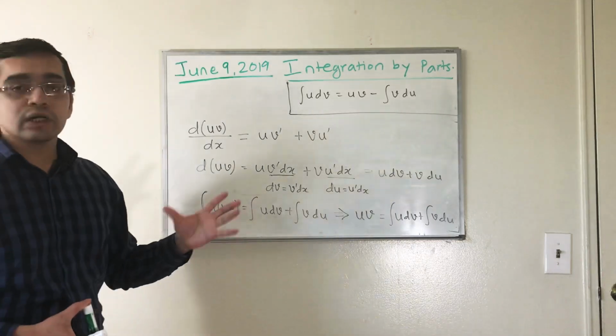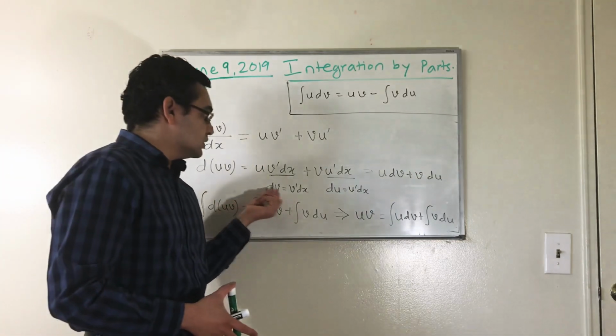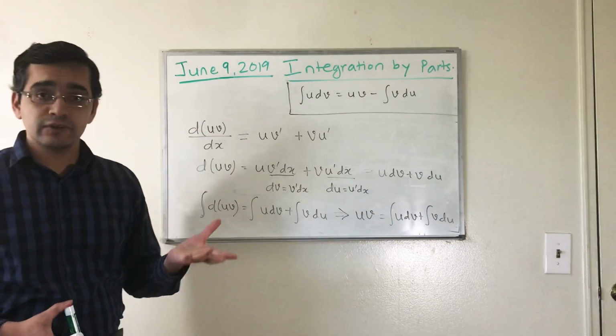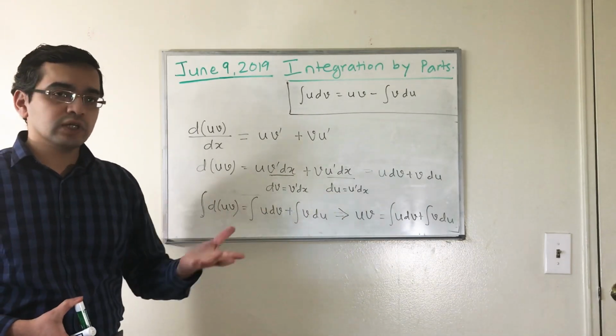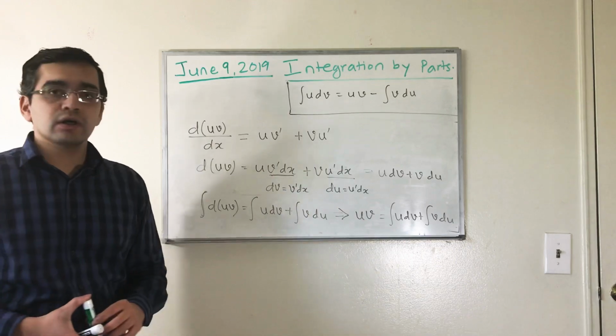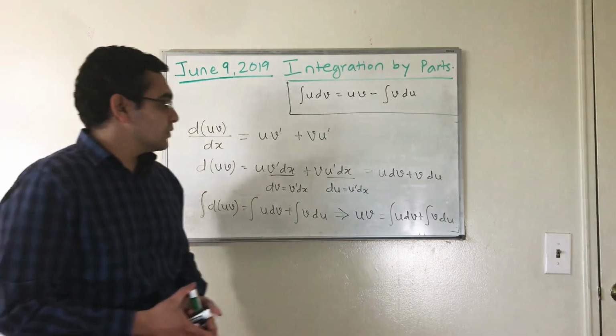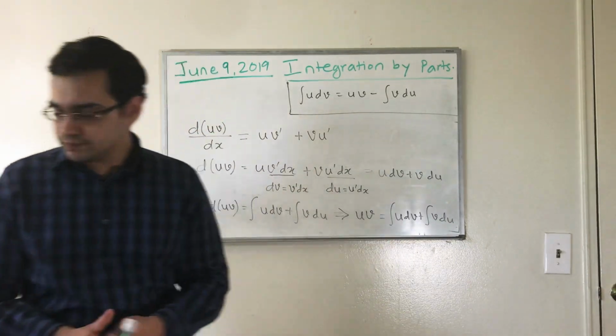I'm not going into technical details of what this dv and du mean. They are called the differentials of u and v, and there are a lot more technical details to this, but we are not going to see that today. So this is just a quick derivation.